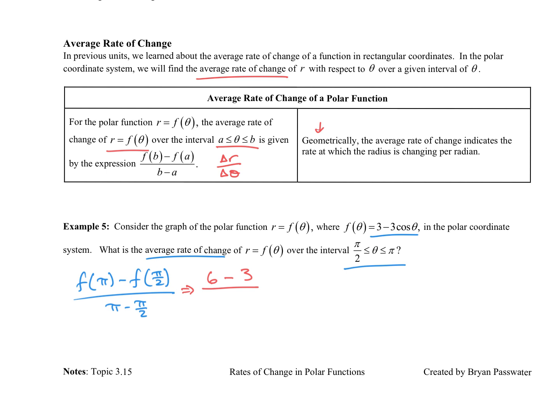And so then I get pi minus pi over 2. And so what do I think of pi as? 2 pi over 2. So 2 pi over 2 minus pi over 2 is how much? Pi over 2. And so now I have 6 minus 3, which is 3. 3 divided by pi over 2 is really multiplying by what? 2 over pi. And so then my average rate of change on the interval pi over 2 to pi is 6 over pi. And that is our average.